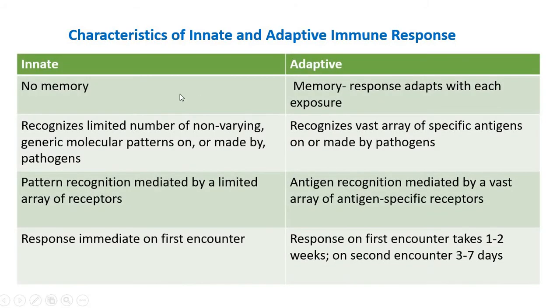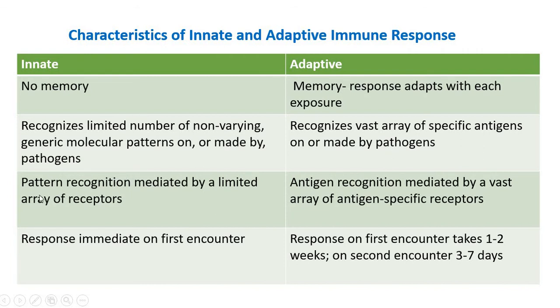Now we are going to talk about the characteristics of the innate and adaptive immune responses. The innate immune system doesn't have any memory. Comparatively, the adaptive immune system has memory, and it responds and adapts with each exposure. The innate immune system recognizes a limited number of non-varying generic molecular patterns on or made by the pathogen, but the adaptive immune system recognizes a vast array of specific antigens on or made by the pathogen.